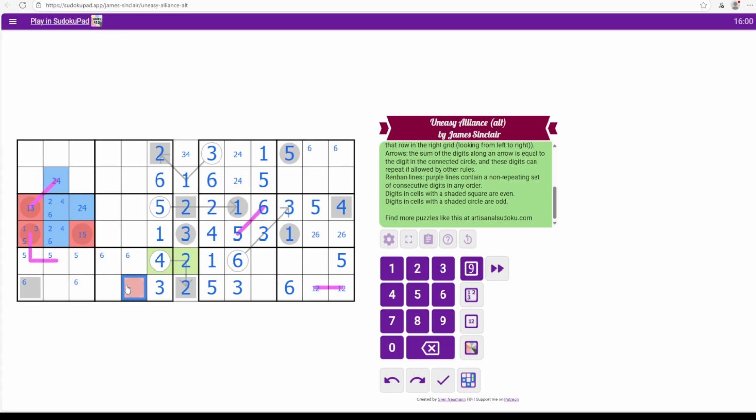Oh wait, actually, yeah, that can't be a 5. That must be a 1. 6 cannot go here because of that, so that must be a 2, which makes this a 6. That's a 4. That's a 5. Okay, that's a 5 6 pair. And 1 2 3. So that cannot be a 5.